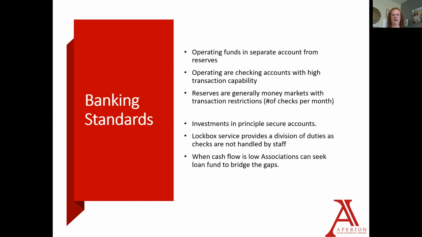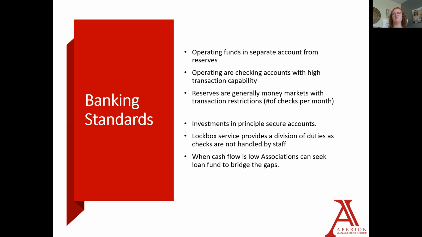Your operating checking account is a high transaction account, so it has the ability to write as many checks out of that as possible. What that means is it's generally the lowest interest earning account. And your reserves are generally in a money market account, and that has a restriction on the number of checks that we cut out of there per month.